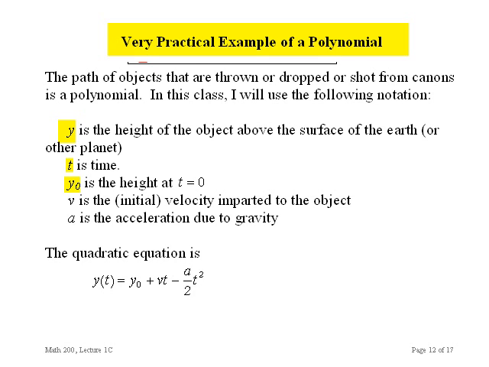y sub 0 is the height at t of 0. This is the initial value. Initial values are often written with a little sub-zero on them. v, which actually should have a 0 on it, is the initial velocity that's imparted to the object. If you simply drop the object and everything else is stationary, then that would be 0. If you shoot it from a cannon, then that is the velocity that it has when it leaves the cannon. And a is acceleration due to gravity.